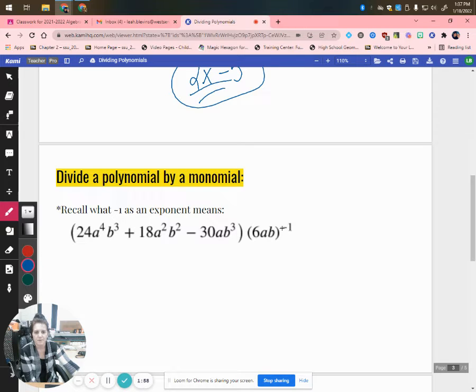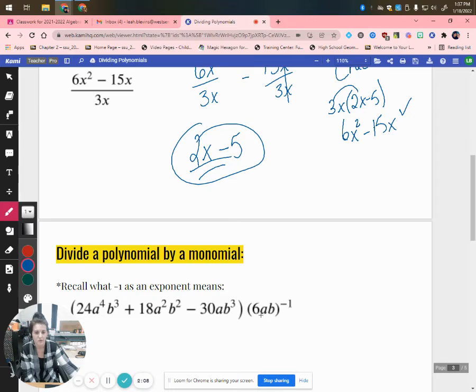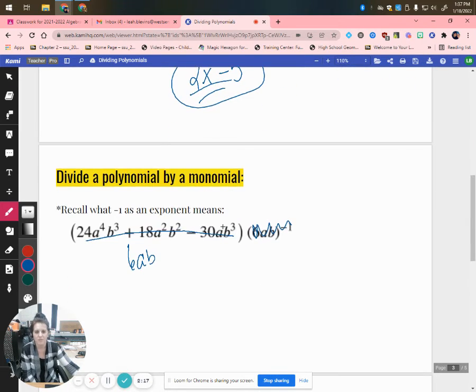What does it mean if I have negative 1 here as an exponent? Remember, a negative just drops it to the denominator. So really, this is the exact same thing as what I have here. It's just written differently. So we can just scratch this off and write divide by 6 times ab. That negative 1 just means move it to the denominator. So pause the video and give this a try. I'm going to take each term and divide it by 6ab.